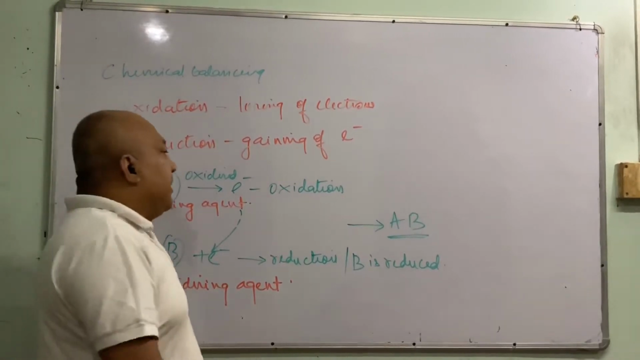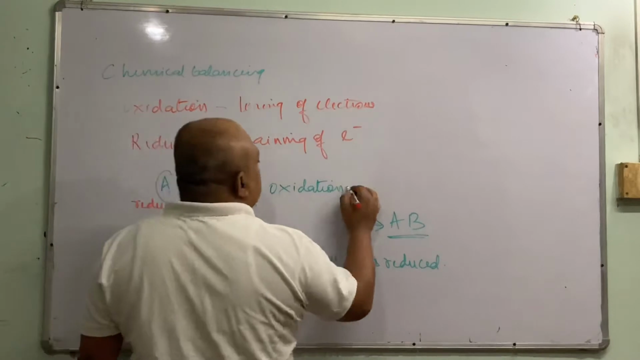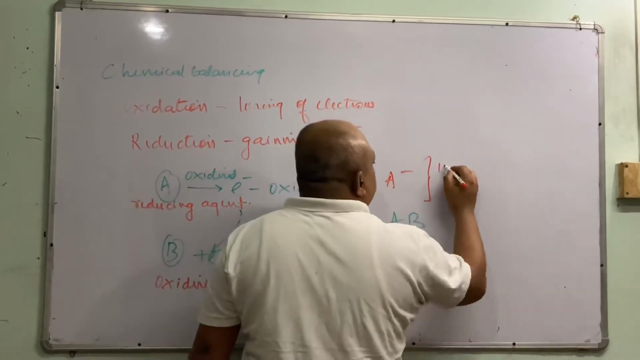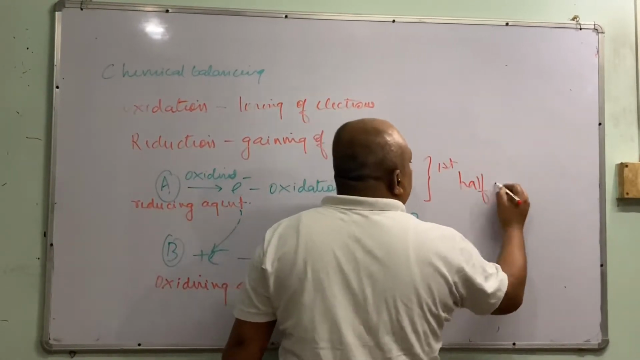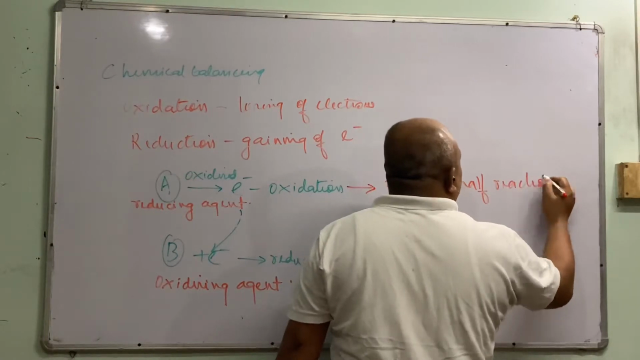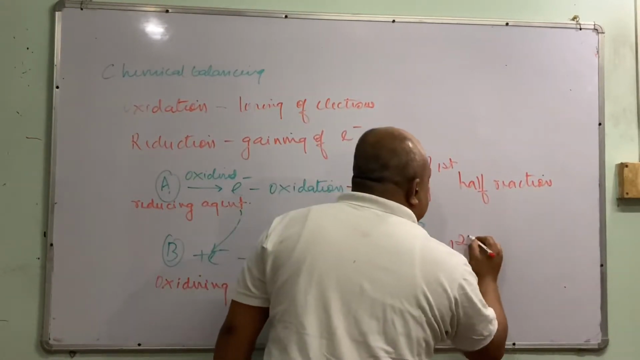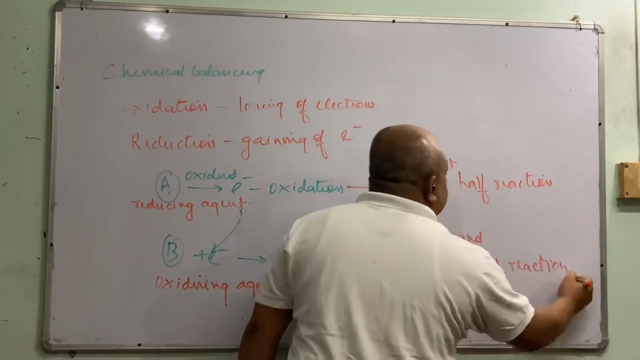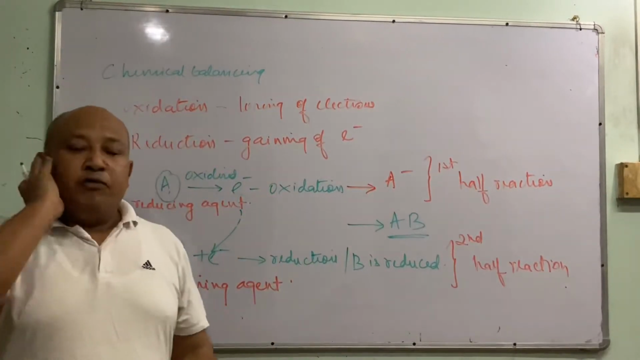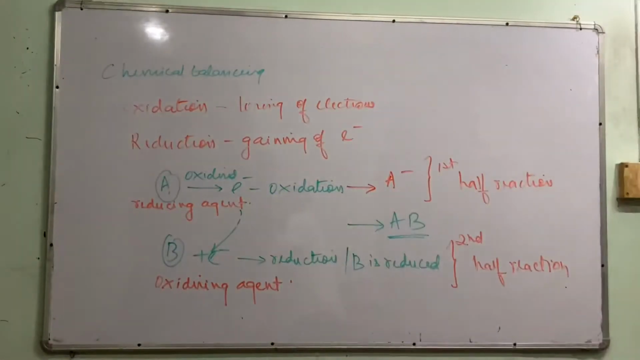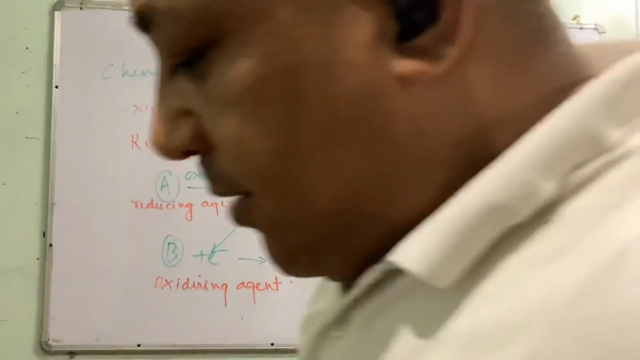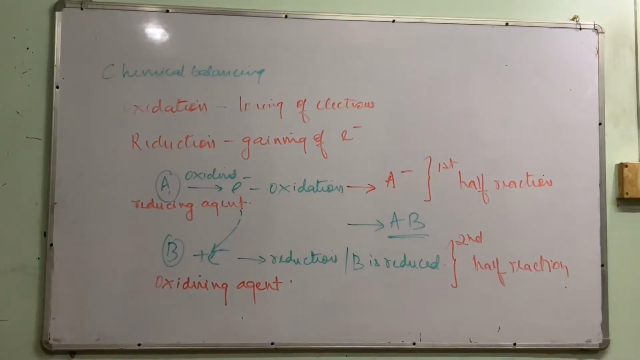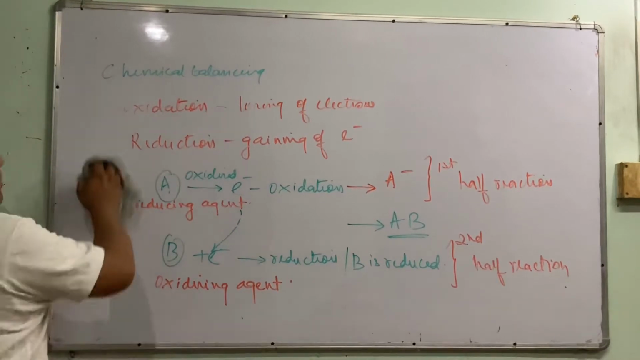So what happened is, this A is oxidized to some A minus or A plus something. This process is called the first half reaction. And the second is called the second half reaction. Both half reactions combine to give a complete reaction. Let me check, my video is still going on. To make things very easy, let me give you one example of a chemical balanced equation, and then you'll get it.